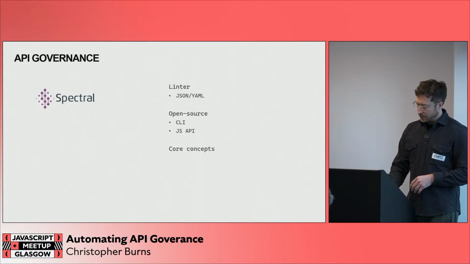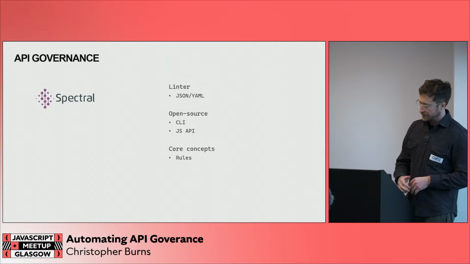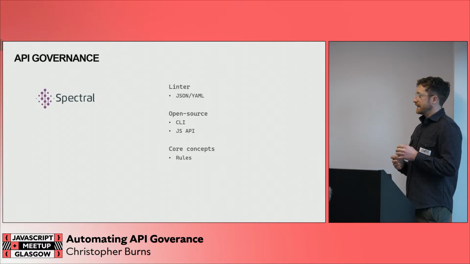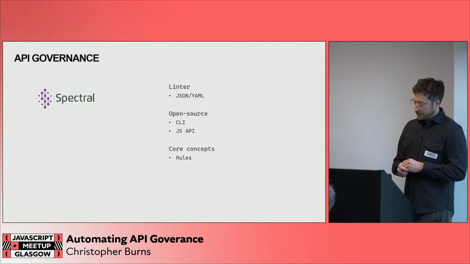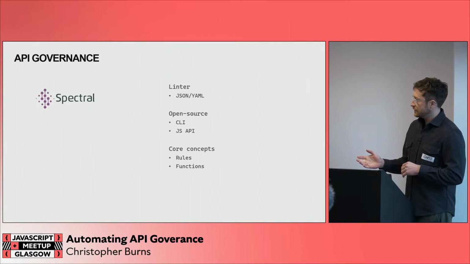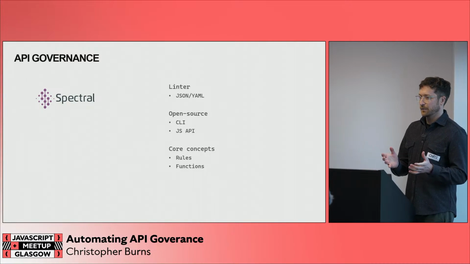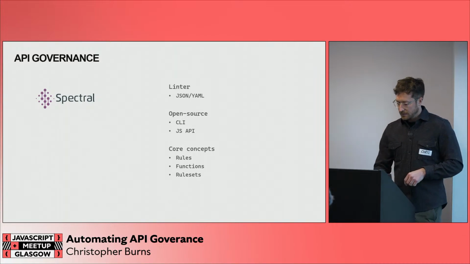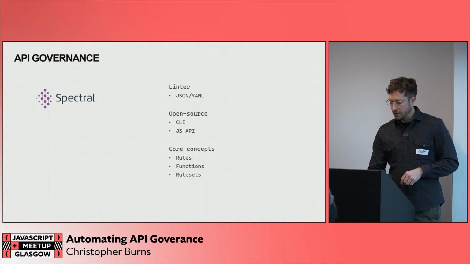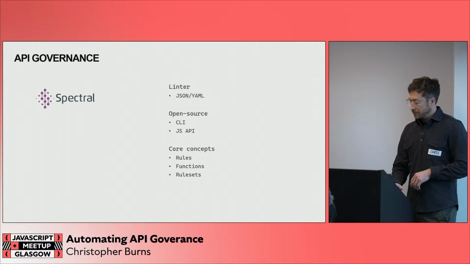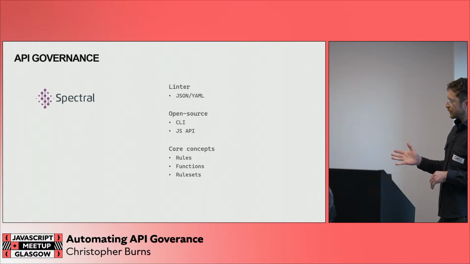There are three core concepts to Spectral. First up is rules. Rules are specific designs for what you want a given element to do. Functions are how we implement those rules. There are built-in functions from Spectral, and you can also extend that with JavaScript. And finally, rule sets. Rule sets are really containers for a group of rules and functions. And that's where I think Spectral is really powerful, because those rule sets become basically API style guides.